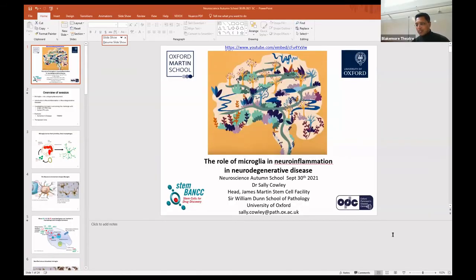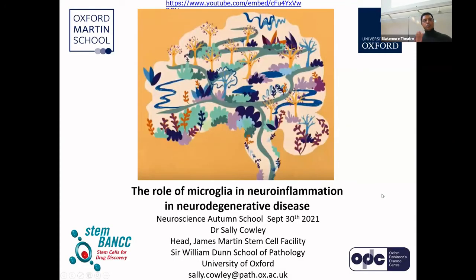Okay, so we've moved scales. We've gone from IPSCs to population level risk factors. And we're now going back down in scale because it's a pleasure to introduce Sally Cowley, who is the head of the James and Lillian Martin Center for Stem Cell Research here. And she's going to tell us a little bit about microglia and neuroinflammation. Thank you, Sally.